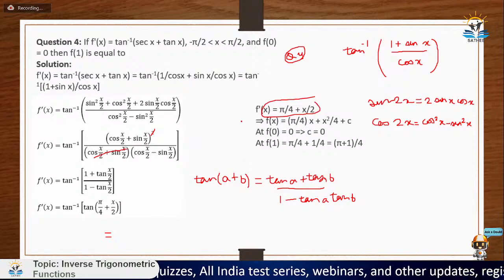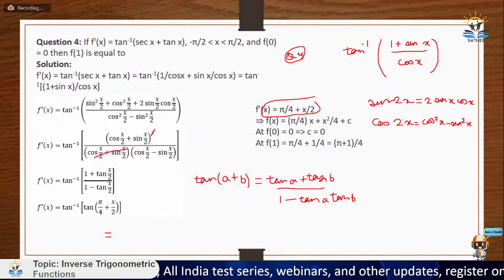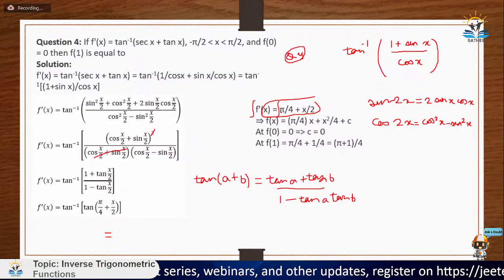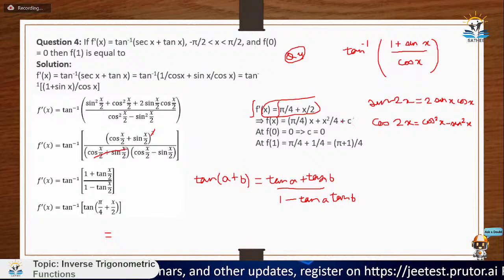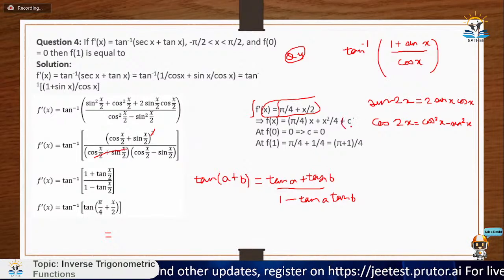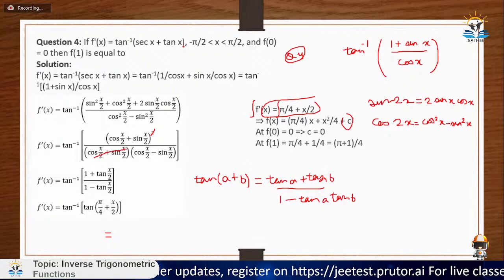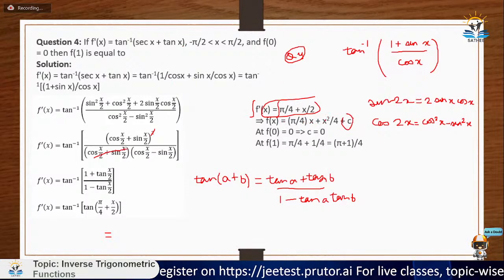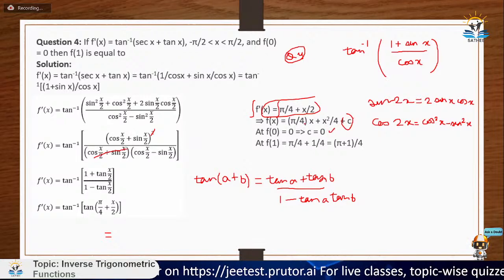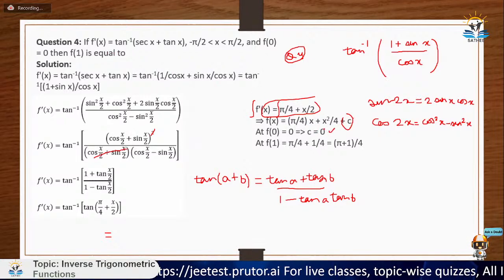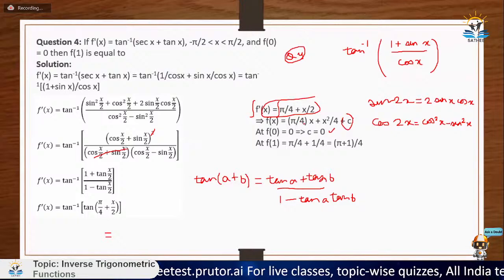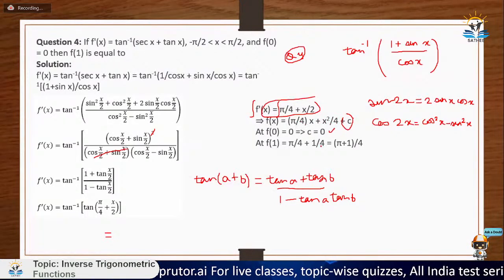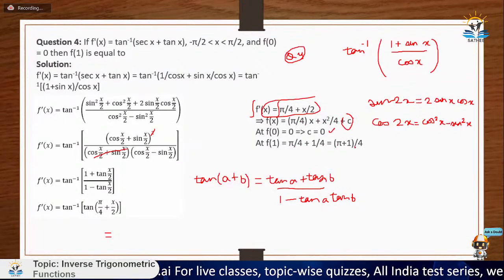And now, since f dash x is this, integrate both sides. Integrating both sides, you will get f x equal to pi by 4 x plus x squared by 4 plus c. Here c is a constant which we get after integration. Since f0 is 0, put the value 0 here, so it would again be 0, so c is equal to 0. Now for f1, put the value of x as 1. So it would be pi by 4 plus 1 by 4, c is 0. So our answer would be pi plus 1 by 4, which is your final answer.